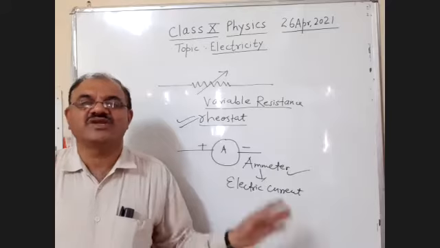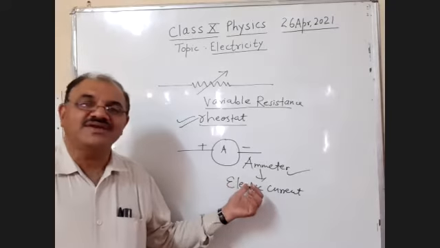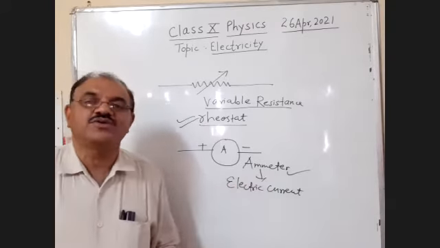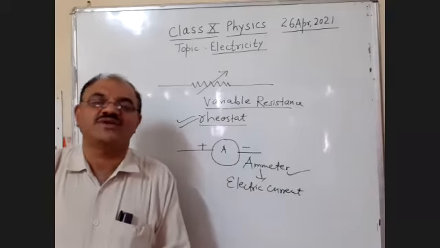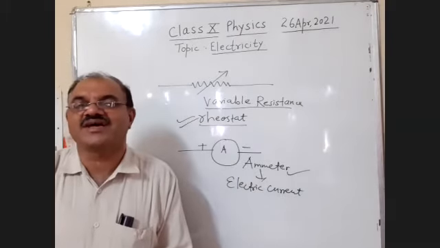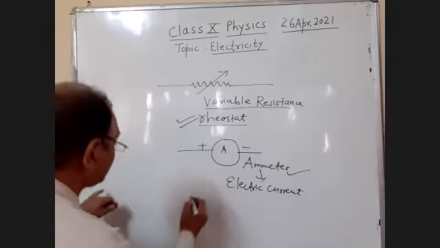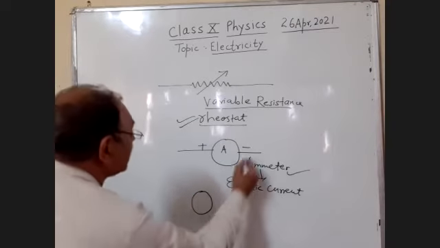The answer is very simple. The ammeter is always connected in series due to its low resistance. Due to its low resistance, it is always connected in series in an electric circuit. Clear, students? This is the ammeter.